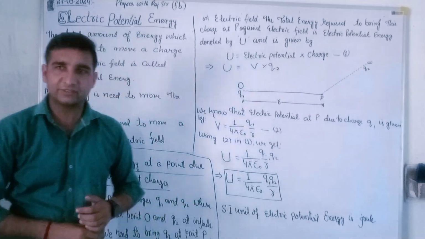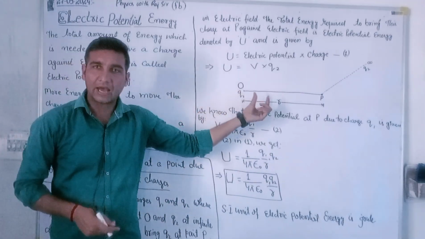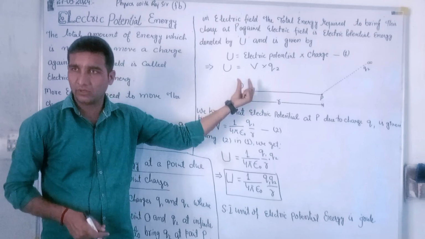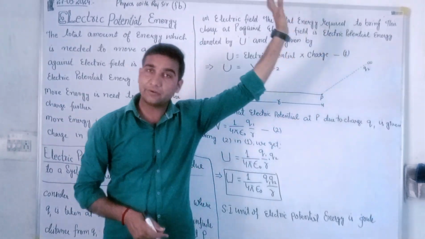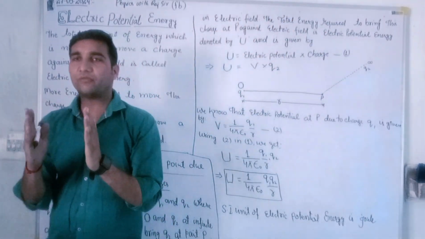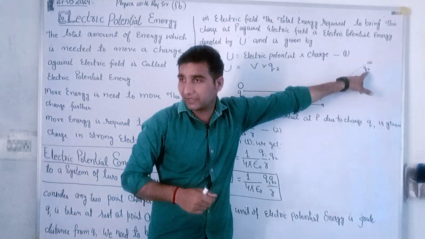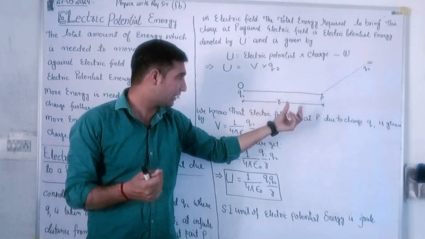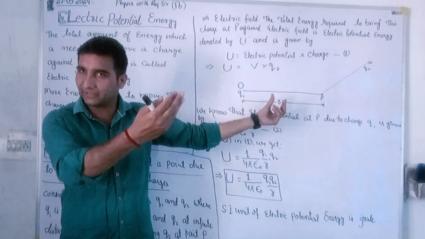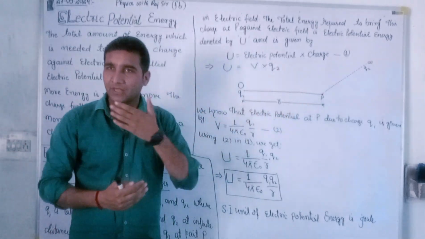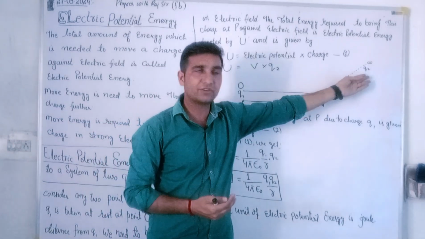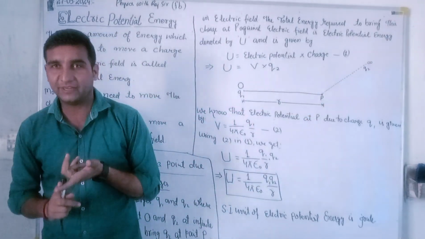We have taken 2 points. One of them is O. I have taken charge Q1 at O and charge Q2 at infinity. What is our work? What do we have to do? We have to bring that particular charge from infinity to a point where we know the value of the electric field, against it. We have to bring that charge Q2 from infinity.